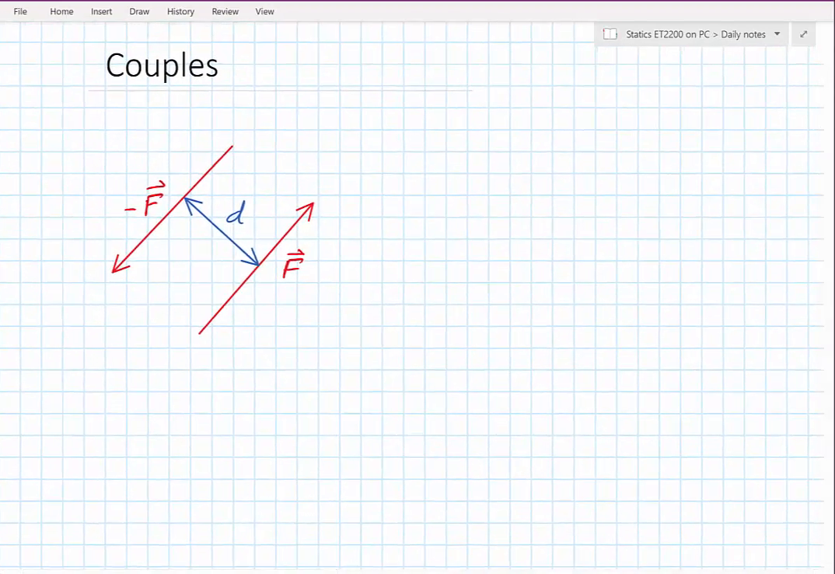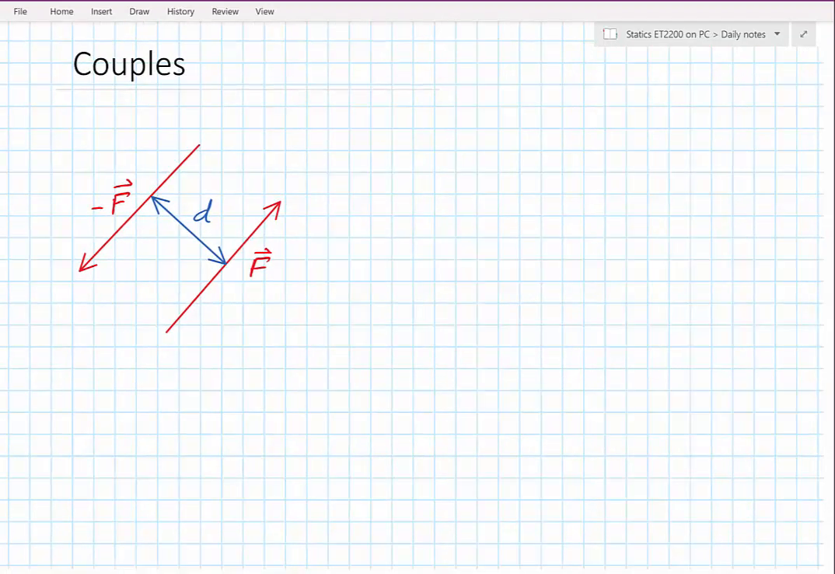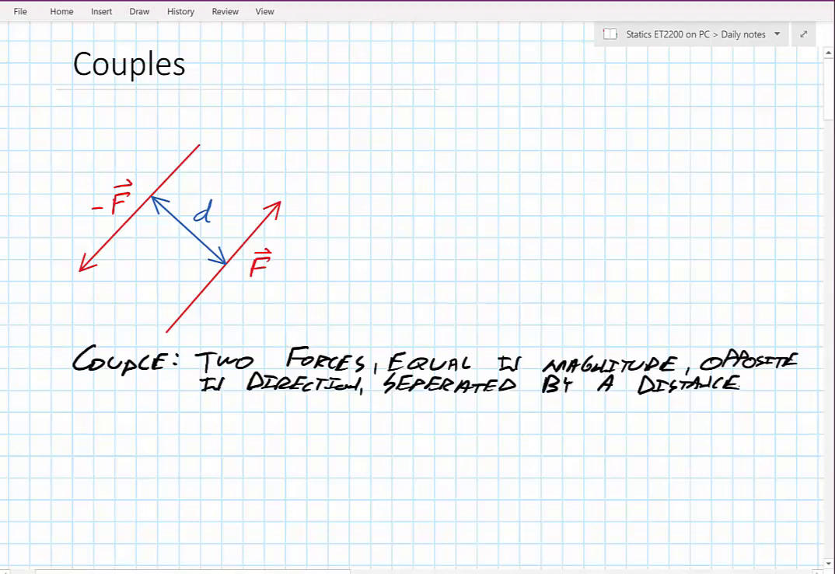And basically the couple is two forces, and I have it already drawn here. Two forces that are equal and opposite in direction, separated by a distance. So let me go ahead and jot that definition down. So the idea here is that if these two forces are equal but opposite in direction, if I had to look at my resultant force from these two forces, it would be equal to 0.